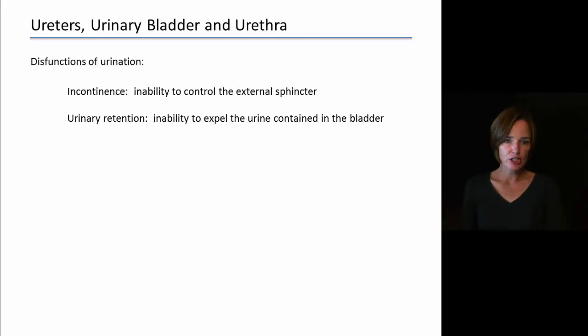There can certainly be dysfunctions of urination, and here are a couple of them. Incontinence is the inability to control the external sphincter. The external sphincter, we said, is the one that we voluntarily control, so that is the one that we will keep closed until we're ready to eliminate or void the bladder. Urinary retention is kind of an opposite problem, because urinary retention is the inability to expel the urine that's contained in the bladder. We need to be able to get that out of the bladder because, of course, the kidneys are going to continue to produce filtrate and continue to produce urine, and we want to be able to eliminate that.